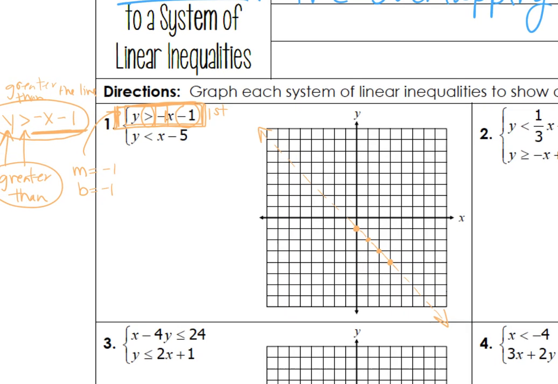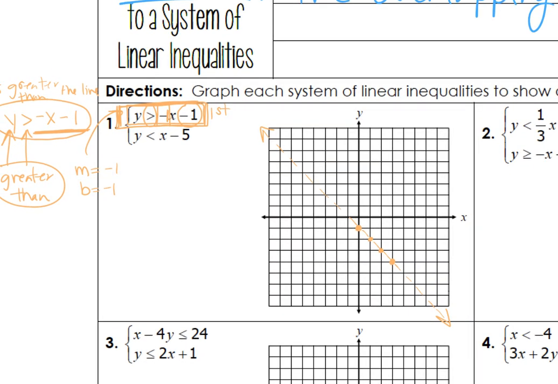So if y is greater than the line, all the y's that are above are right here, which means we're going to shade, and I always go perpendicular to the line so that I get my nice waffle when I'm done. You don't have to, but I like to. Okay, that is y is greater than negative x minus 1. Questions on that one?